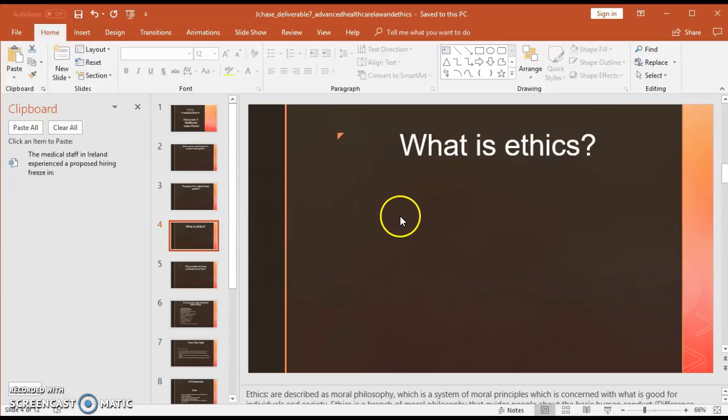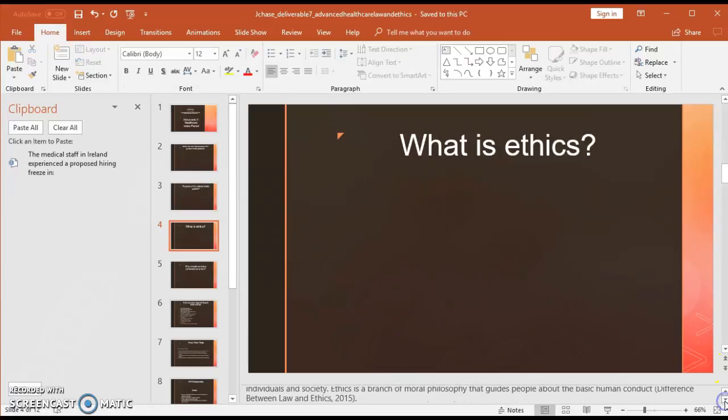What are ethics? Ethics are described as moral philosophy, which is a system of moral principles which is concerned with what is good for individuals and society. Ethics is a branch of moral philosophy that guides people about basic human conduct.